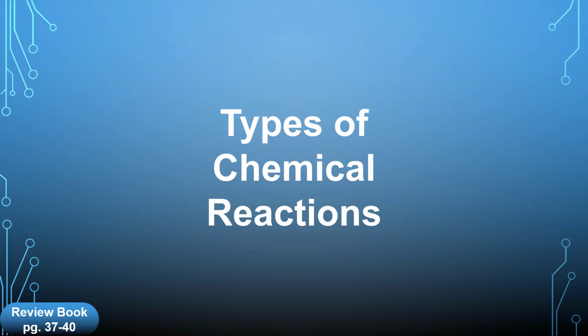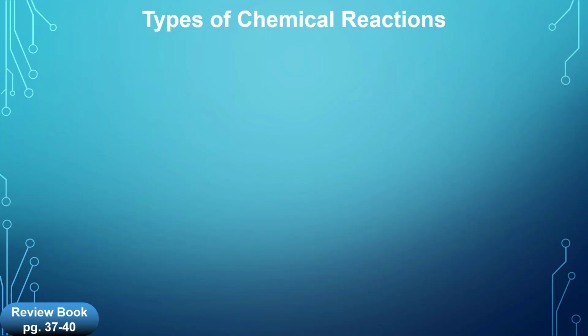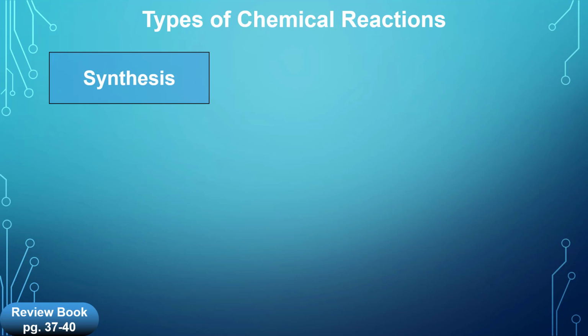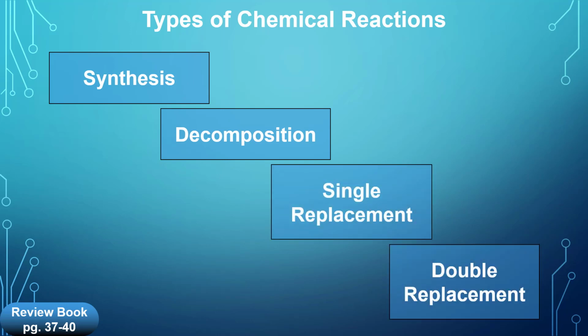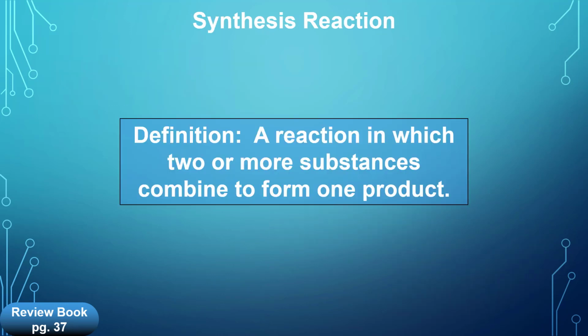In this presentation, we're going to talk about types of chemical reactions. There are four major types of chemical reactions, and one fifth one we'll be talking about later too. So synthesis is the first type, then decomposition, single replacement, and double replacement. Let's take a look at synthesis first.